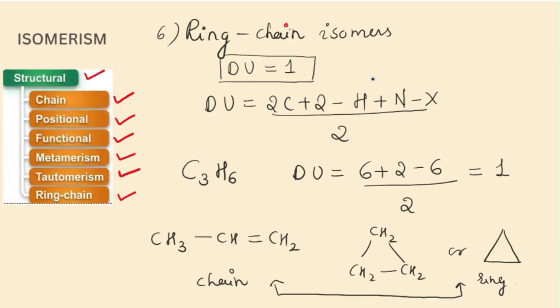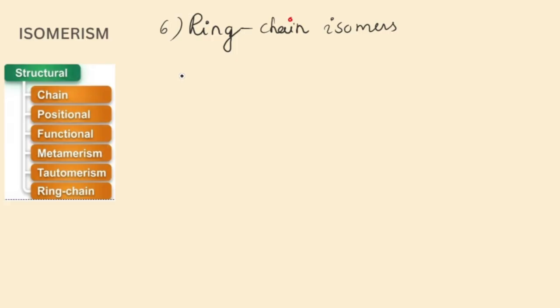Let's write some more molecules for ring chain isomerism. Let's understand this ring chain isomerism with a few more examples. C4H8, the degree of unsaturation is 1. That means you can write an open chain molecule, that is butene, or a ring structure like cyclobutane. Don't write the double bond again in this molecule. For a cyclic structure itself, the degree of unsaturation is 1.